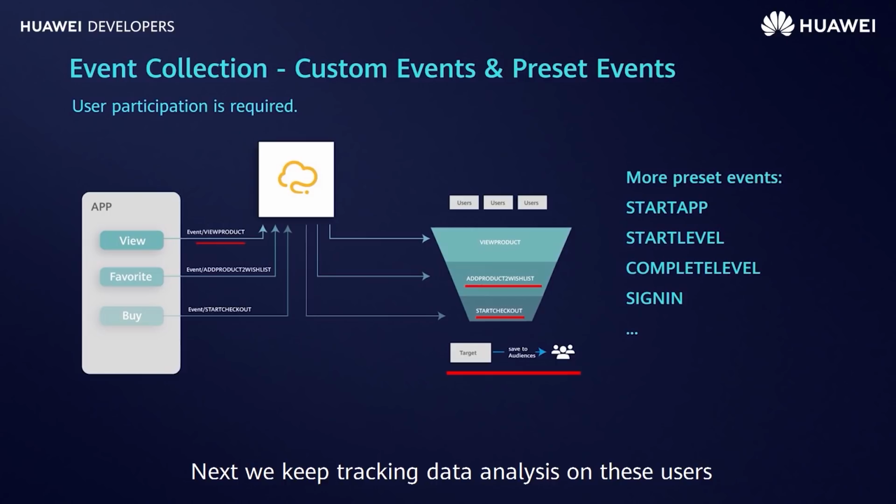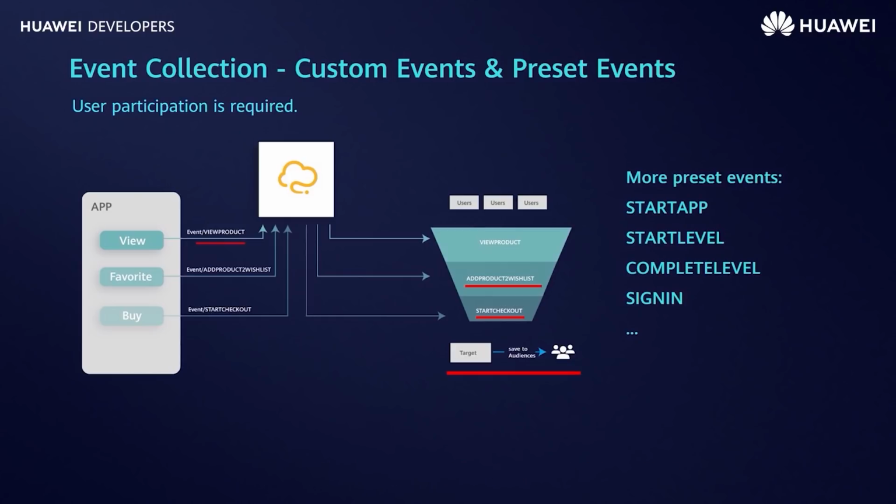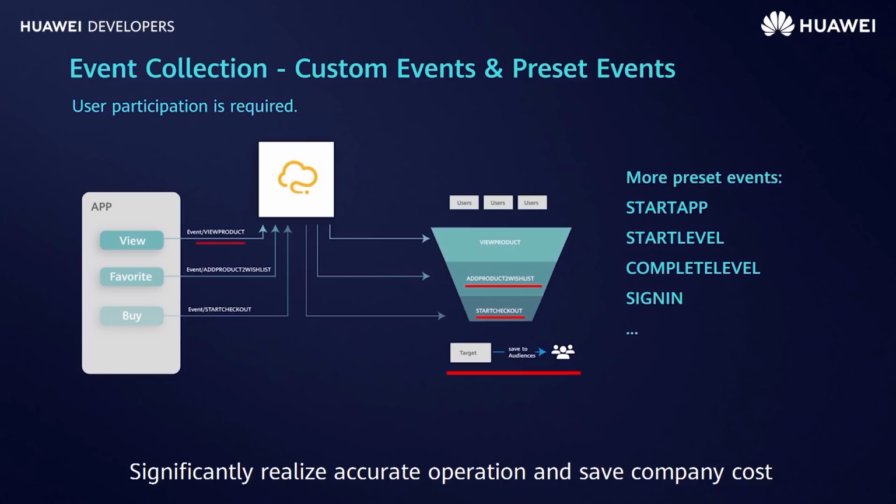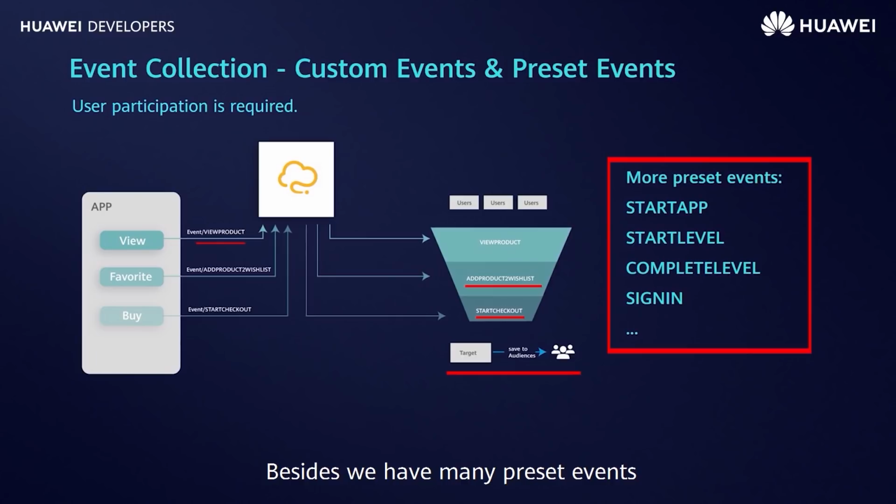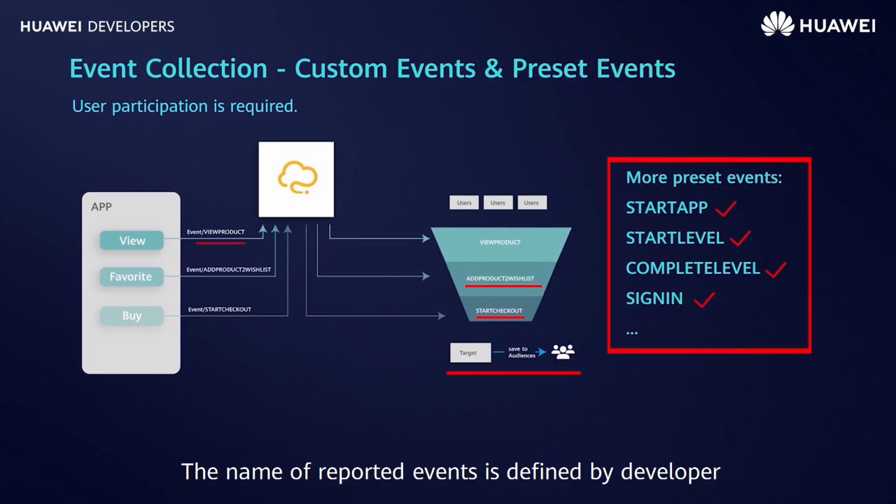Next, we keep tracking data analysis on these users, optimizing our marketing strategies and our app. This is the closed-loop management solution that we've discussed before. Such convenient services can improve company operation efficiency, significantly realize accurate operation, and save company cost. Besides, we have many preset events. For example, app-relevant start app, level-relevant start level and complete level, and account-relevant sign-in, etc. The difference between self-defined events and preset events is that the name of reported events is defined by the developer.